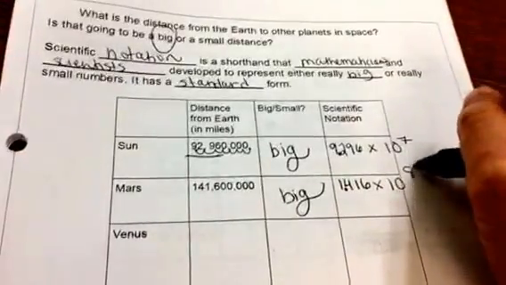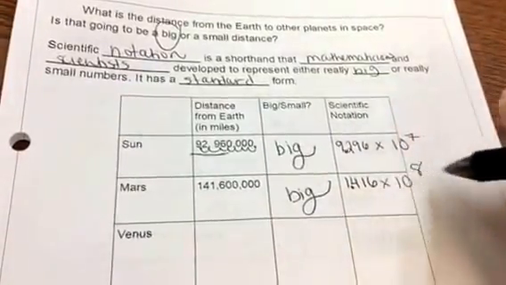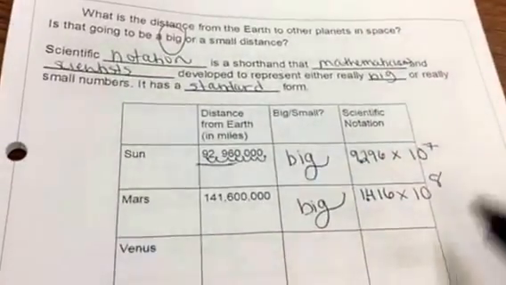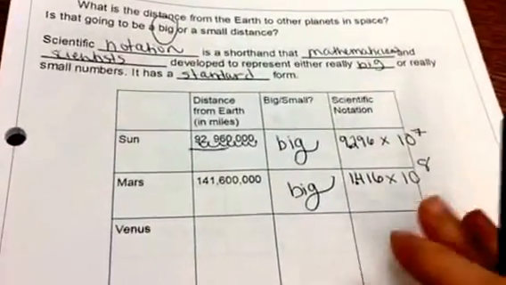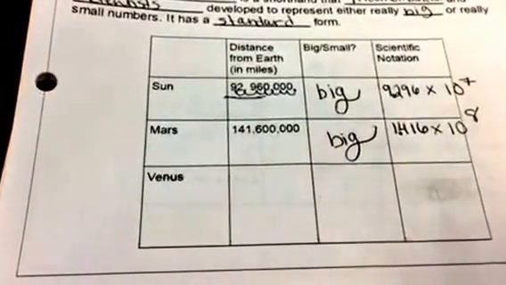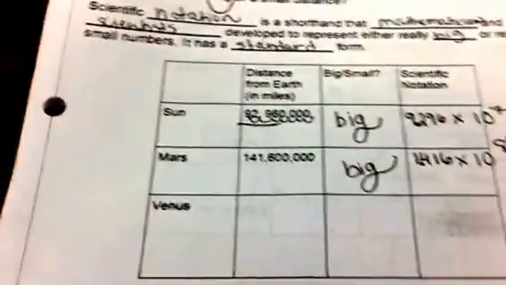So that means that if I multiply 1.416 times 10 to the 8th power, I'll end up with this big number that's in the millions. These two are equal, and I can write them either way, but this is the way to write it in scientific notation, in the shorthand.